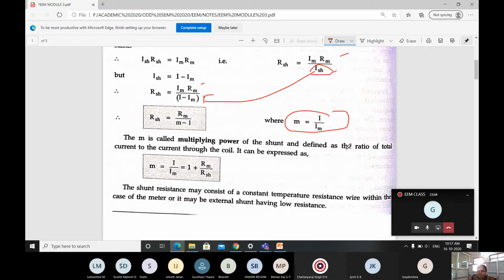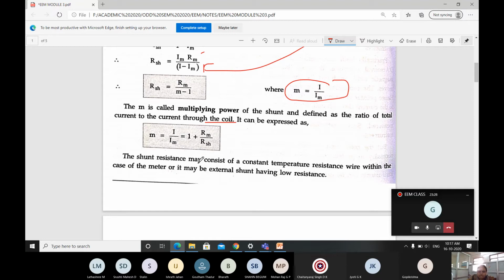of the shunt and is defined as the ratio of the total current to the current through the coil. Therefore, M is equal to I divided by Im. That is nothing but, in terms of resistance, I can write as 1 plus Rm divided by RSH. Therefore, the shunt resistance may consist of a constant temperature resistance wire within the case of the meter, or it may be an external shunt having a low resistance value. This is about the RSH.